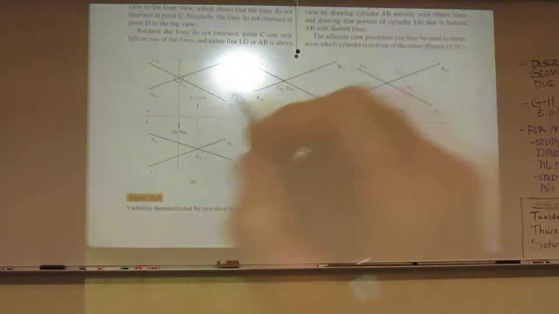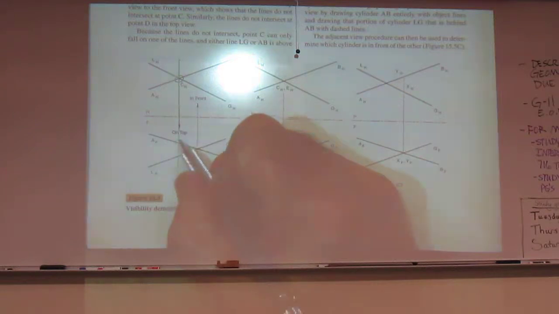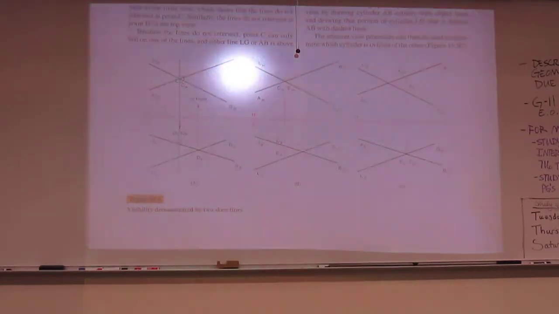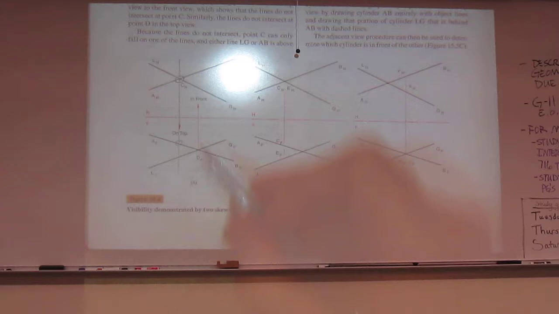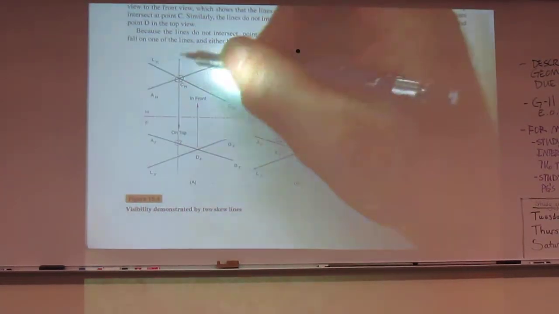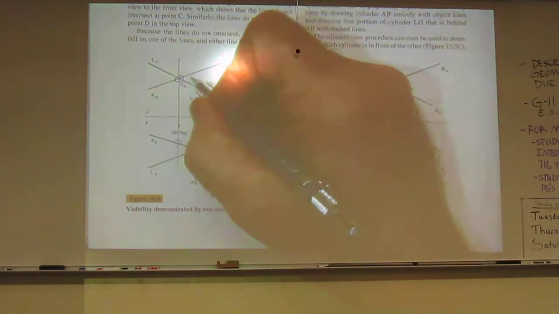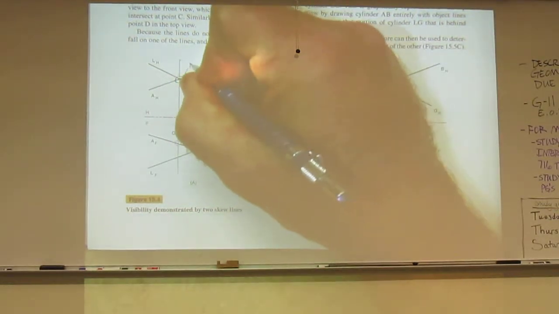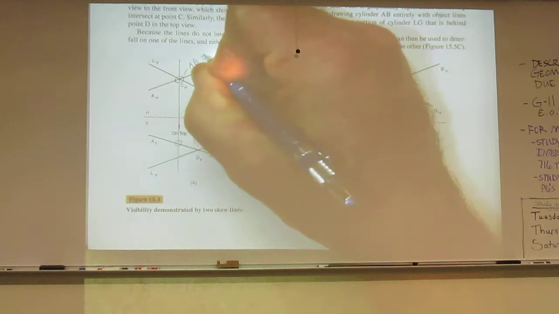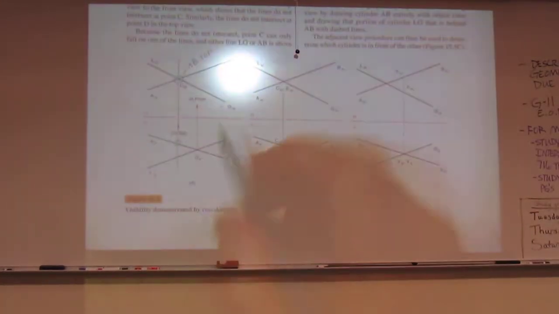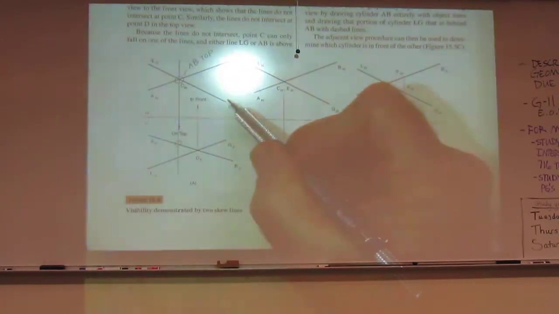Now as you come into the other view, notice that I hit this pipe first, AB. Therefore, what that is telling me, since I always hit AB first on this orientation, that AB right here is on top. So AB is on top of LG in this view.